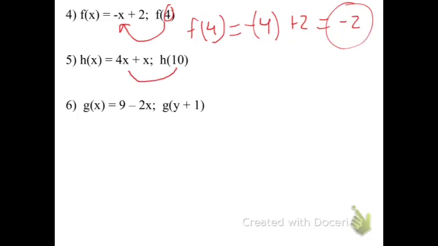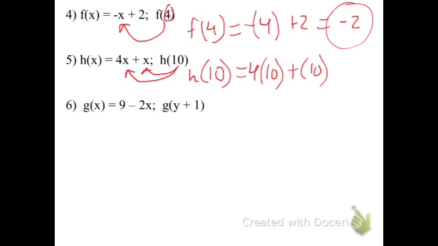Moving on to 5, you take x and you put it in for all the x's. You take that 10, put it in for the x's. So h of 10 will be 4 times 10 plus 10. Well, 4 times 10 is 40. Add 10. You're looking at 50. So that's going to be h of 10.